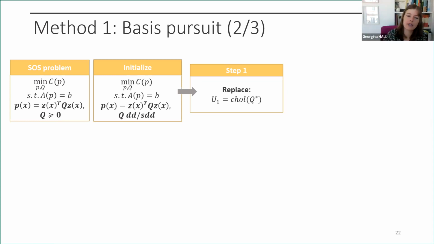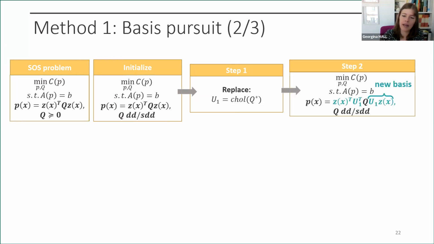which we refer to as Q star. So we're going to get an optimal solution here, P star, Q star, and we're going to use Q star in a smart way. We take the optimal solution Q star and call U1 the Cholesky decomposition of Q star. You don't really need to know what the Cholesky decomposition is. The only thing to keep in mind is that U1 transpose U1 equals Q star. And this always exists, and it's quite easy to show if Q star is positive definite.